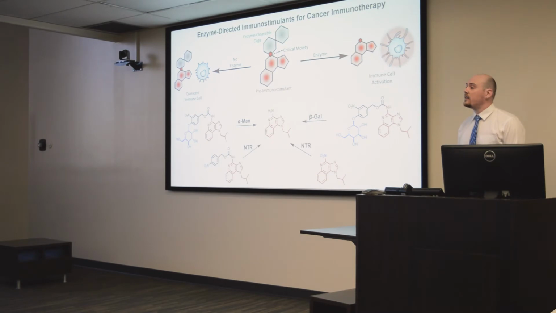All right, cancer is the second leading cause of death in the United States. This generally stems from the fact that cancer is mutated cells from the host, and the immune system does not recognize it as a foreign being. These mutations also allow for altered metabolism within the cancer cells that allow them to upregulate several enzymes, including alpha-mannosidase, beta-galactosidase, as well as several different nitroreductases.